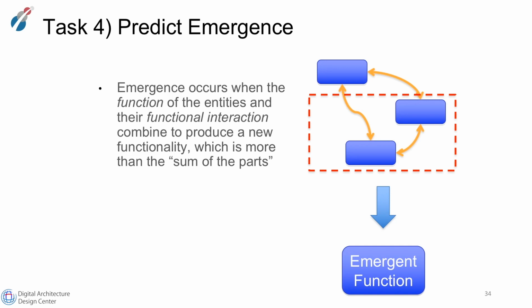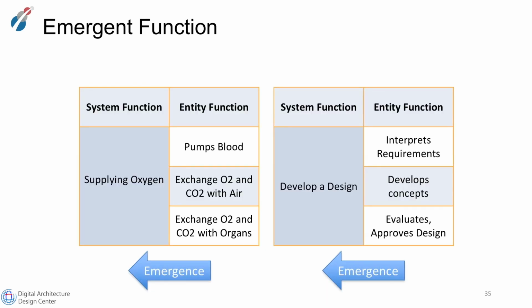And when does emergence occur? It occurs when the functional interactions within the system boundary produce a new functionality, which is more than just the sum of the parts. Okay, that is fundamentally emergence, which is a difficult concept, but which is an essential concept to doing systems analysis.